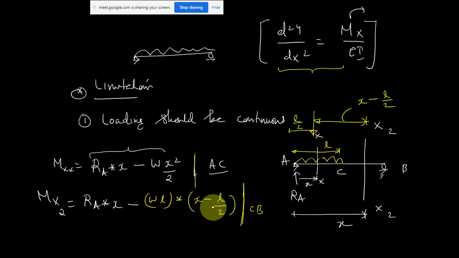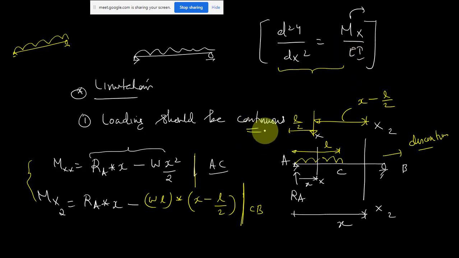So you can't use the equation directly. It is because the loading is discontinuous. In this case the loading is discontinuous. We can use it only if it is a simply supported beam with a UDL in the entire span. Then only you can apply the double integration method directly. So the loading should be continuous.